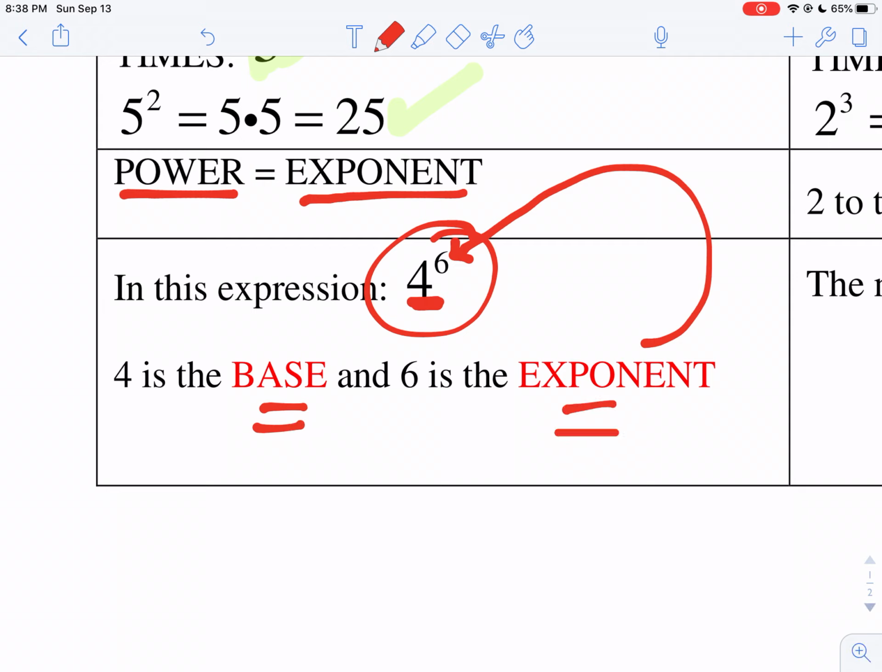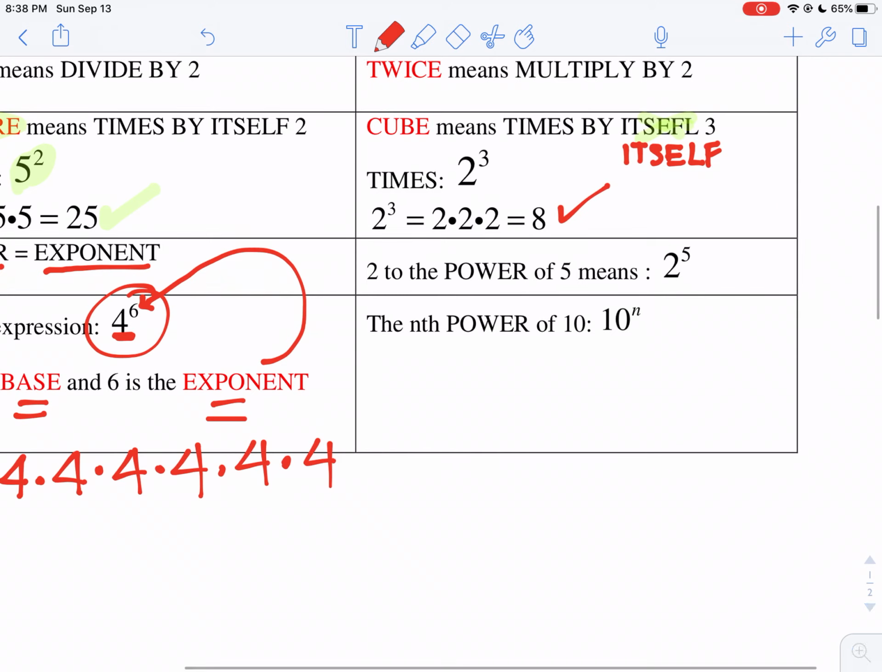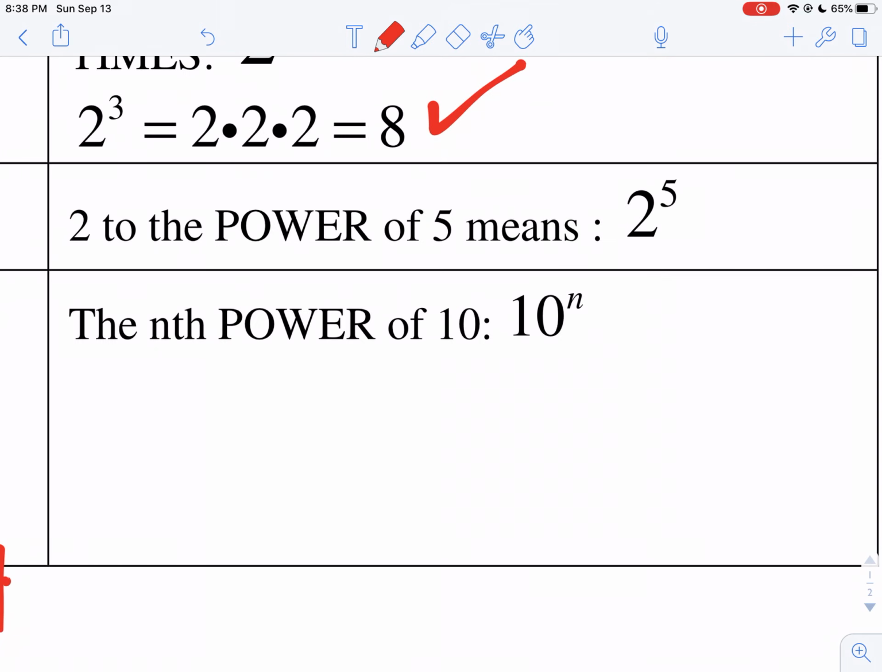What this is telling you to do is you take the base, which is 4, and you multiply by itself 6 times, and that's going to give you a very, very big number. But that's the meaning. And then here, 2 to the power of 5. So again, that means base 2, power 5. Just making sure that you know how to write that.